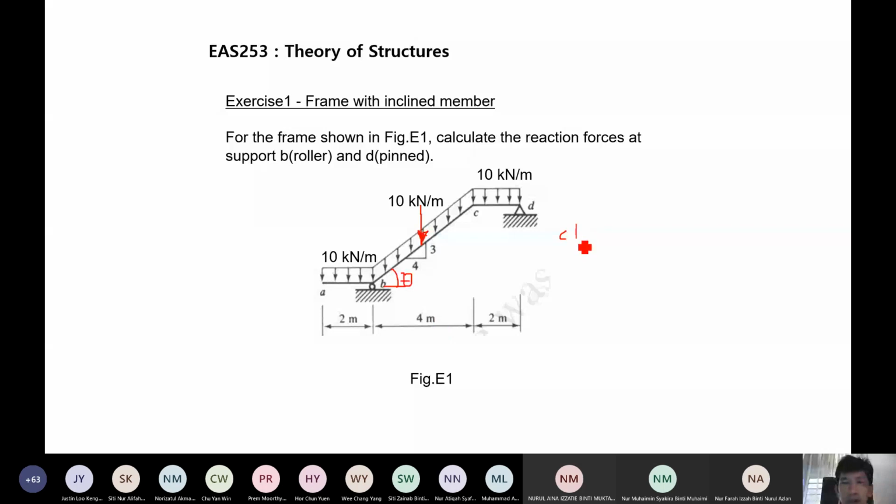So the total load here, the red arrow that I show here, if I put the symbol F, would be equal to 10 multiplied with 5, which gives you 50. And don't forget, it is kilonewton, because it's 10 kilonewton per meter multiplied with 5 meters, so you get 50 kilonewton. So that is the first thing.